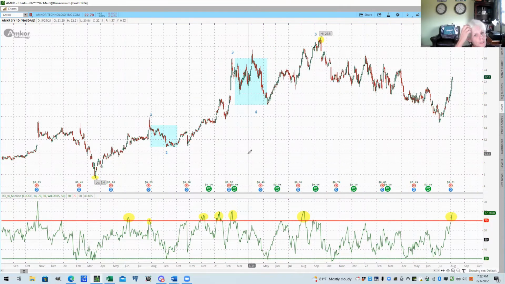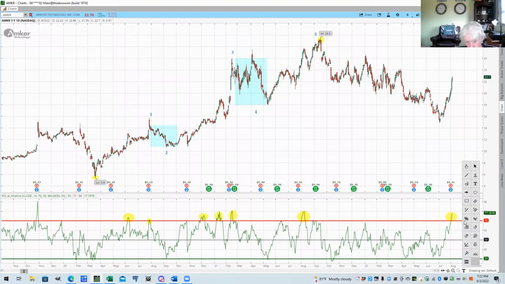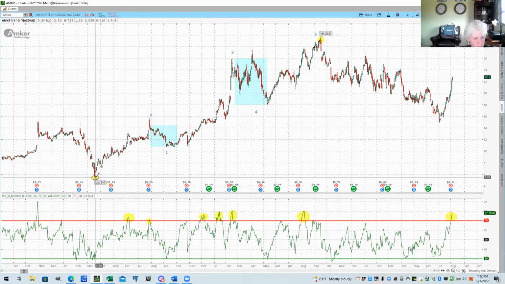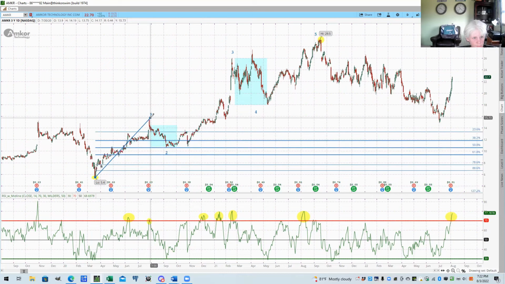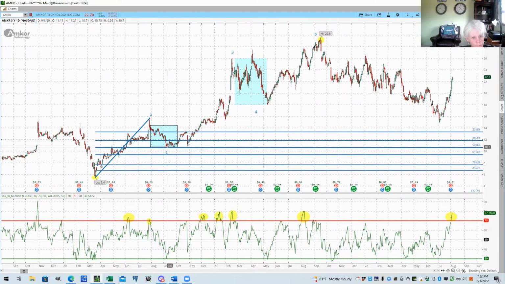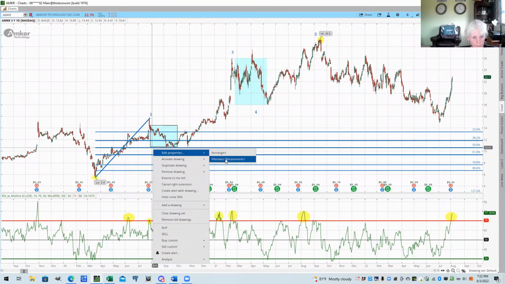What helps confirm this is I use the fib. I start at the bottom here with wave 1 and go up to the top here. Wave 2, according to the sheet, the guidelines, is either 50% or 61.8% of wave 1. Well, this is 50%. See that right over here? So I feel good about that.